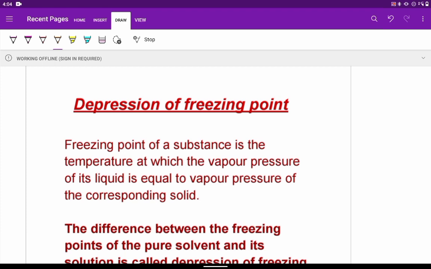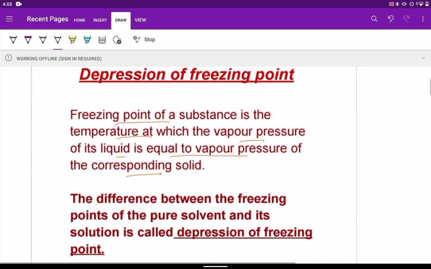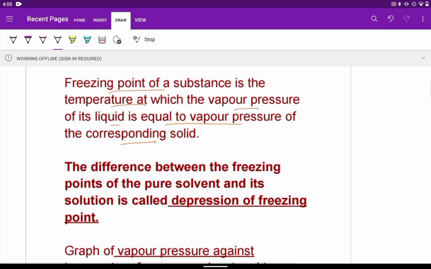So it can be stated as that temperature at which the vapor pressure of the liquid will be equal to the vapor pressure of the corresponding solid, because the liquid is changing its state to solid. So now this definition is on the basis of the vapor pressure.